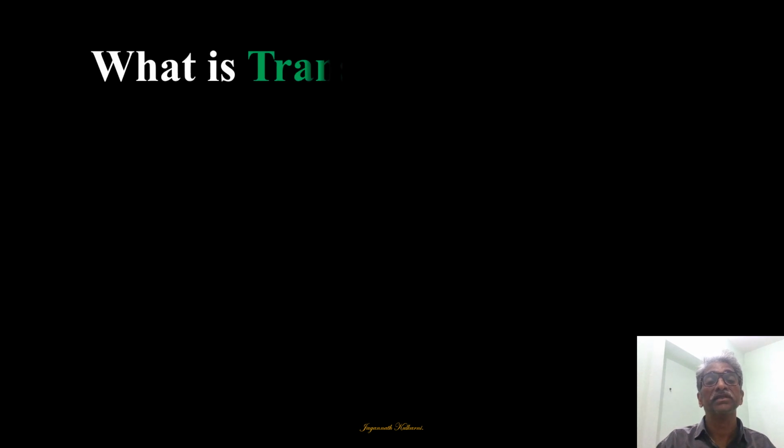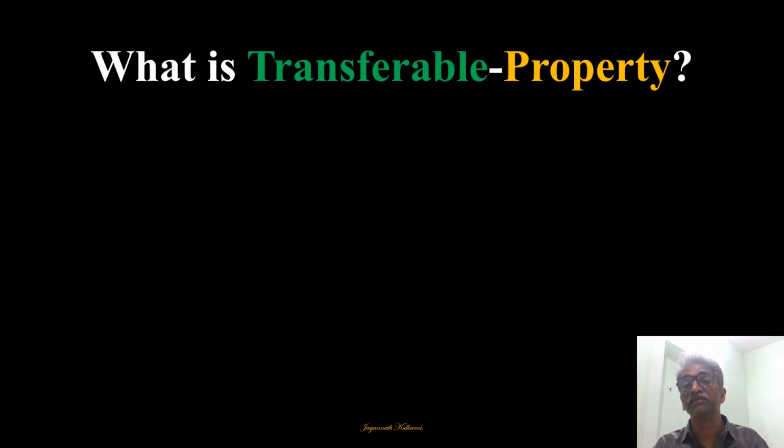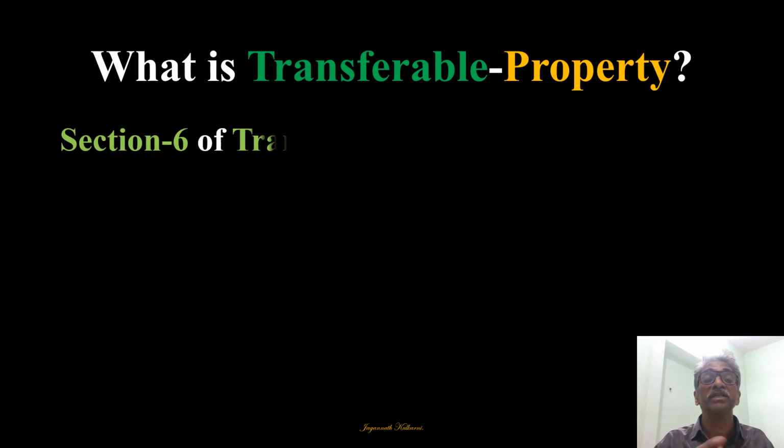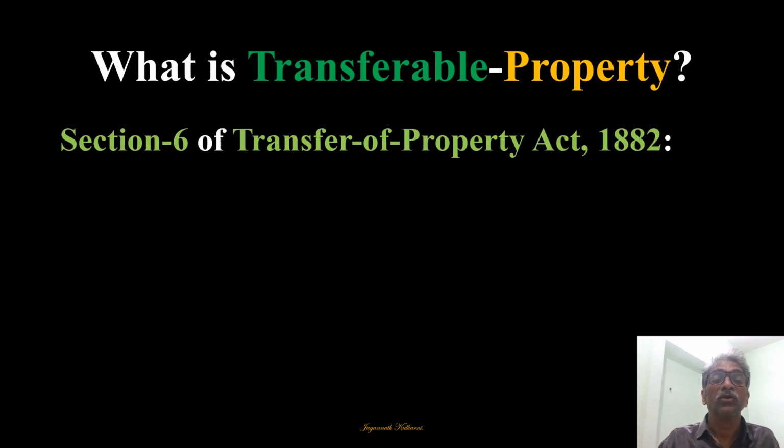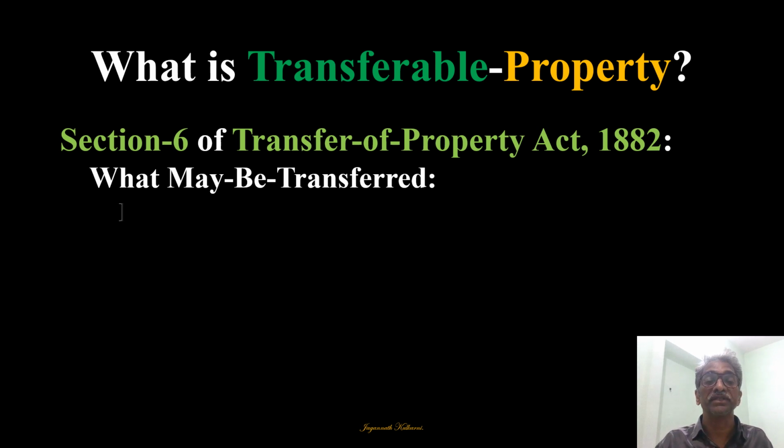Now that takes us to the next discussion point: what is transferable property. Now we want to transfer the property. Which property can be transferred? We have to refer to Section 6 of the Transfer of Property Act 1882. It says, what may be transferred.